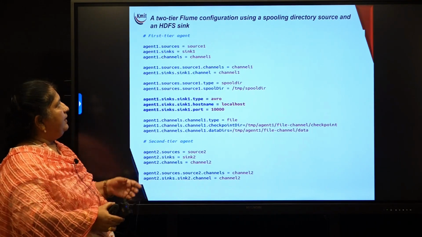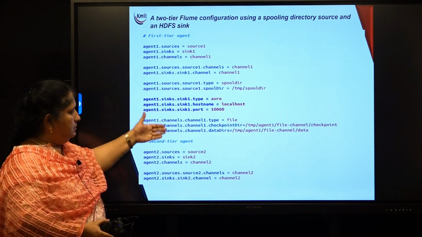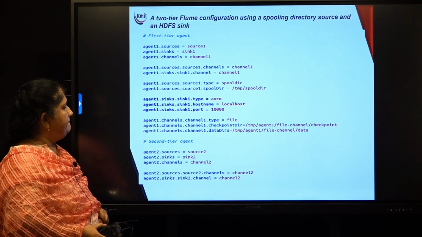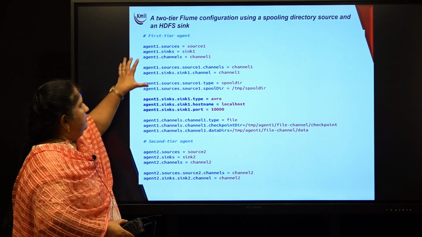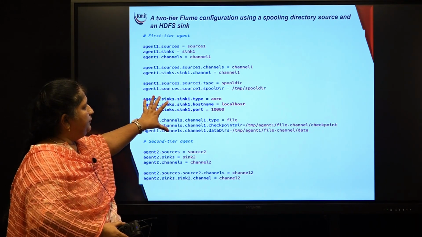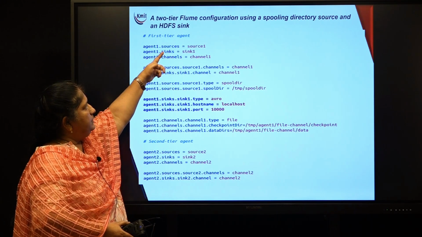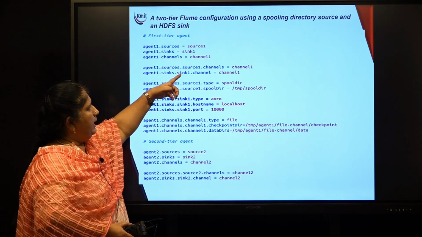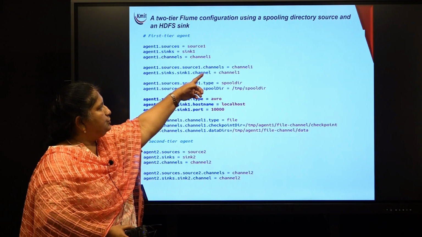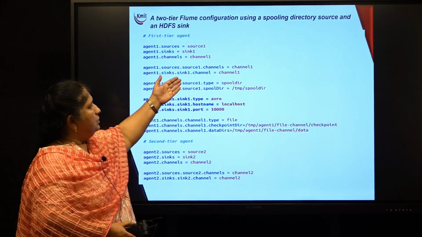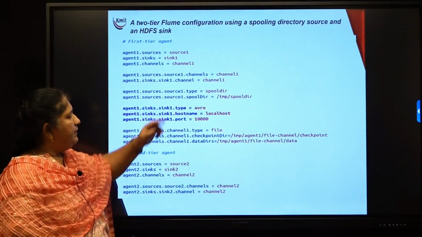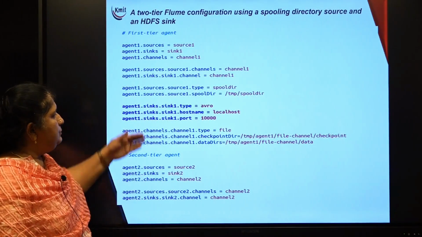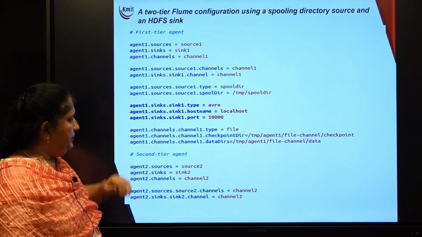Then how do I specify these tier levels, all these things? Just go through this script once. First tier agent, this is the script. If you go through this one, we are working with source 1, sink 1, channel 1. The channel attached to source 1 is channel 1. Sink is also attached to channel 1. What type of directory are we working with? What is the path of the directory which is recording the events? So, we are informing all the parameters.